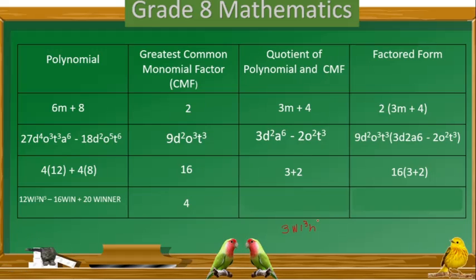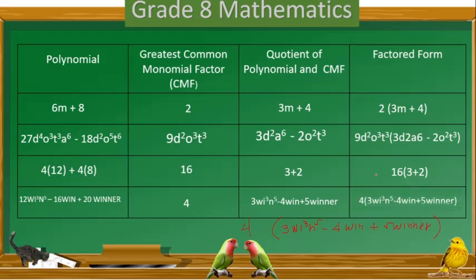Then 16 divided by 4 is 4. Next is 20 divided by 4, which is 5. Okay, so that's it. For the factored form, you combine these separated by a parenthesis, that is 4. Okay, that's it. So that is all about monomial factoring.